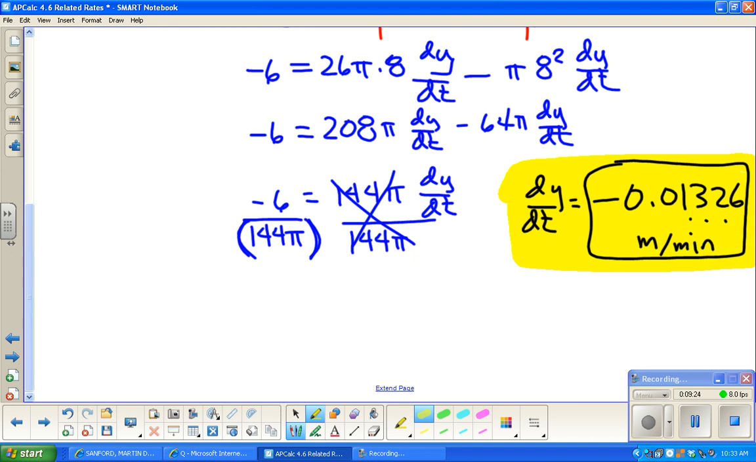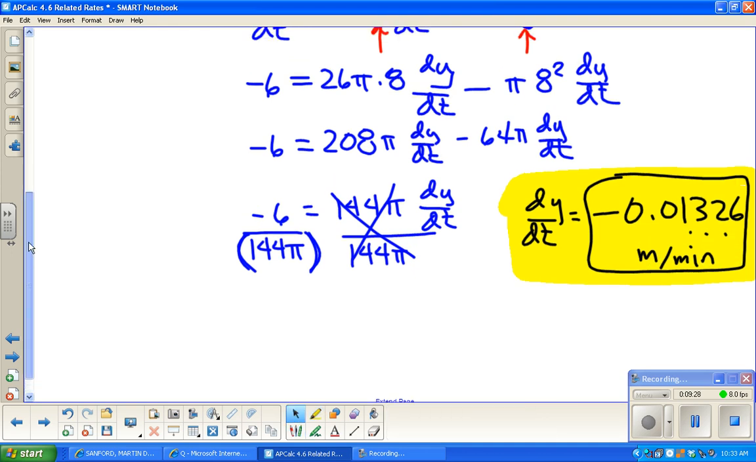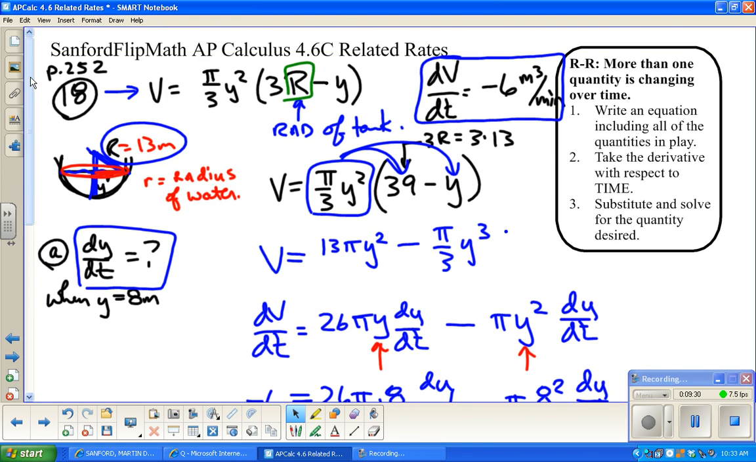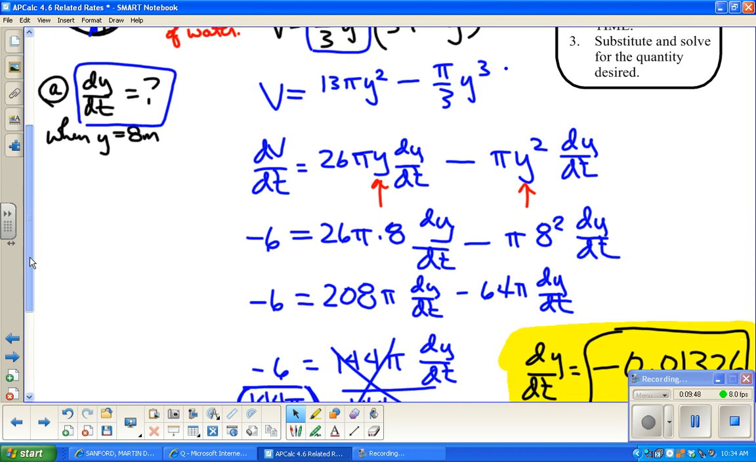Quick little note here. Why is this rate negative? If we have water going out, what does y represent? The water level. So if there's water coming out, then the water level is going down. Okay, so things like that should make sense. Okay, part B. So that was part A.